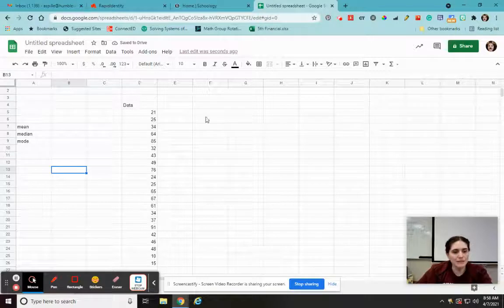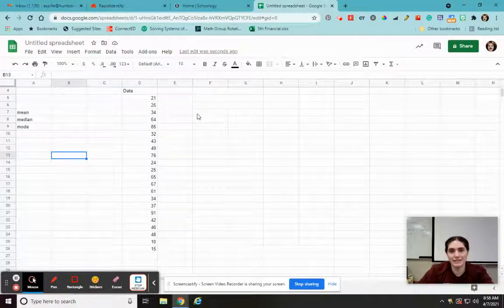Okay, so I have some data here as an example. I just typed these in. This is random. This could be anything. This could be texts per day. This could be number of shoes sold per quarter. It doesn't really matter. You have data.